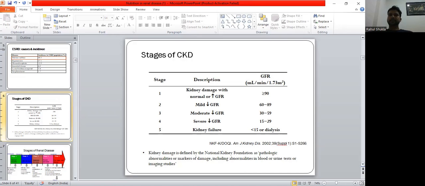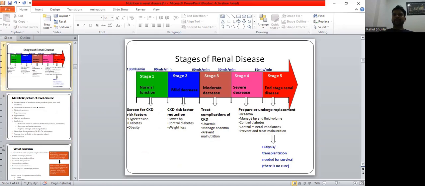So this is how staging of kidney disease is done, and proteinuria is also important in characterization of CKD. So as we go from stage 1 to stage 5, the severity of renal dysfunction increases. So in the initial stages we should screen for underlying causes like hypertension, diabetes, obesity. Then we need to control the blood pressure, control the sugar, and weight loss is also an important factor in decreasing the progression of kidney disease.